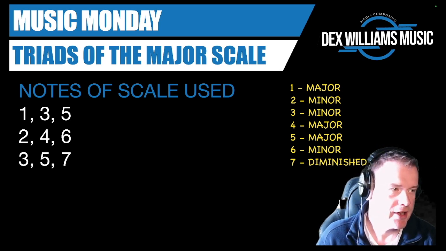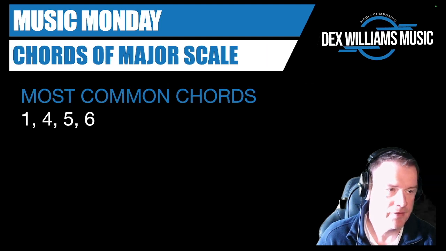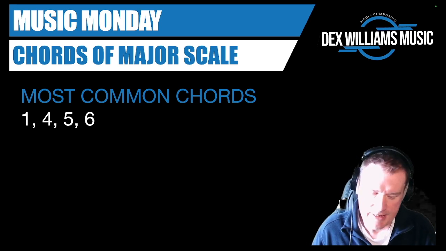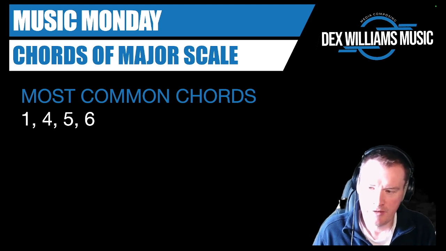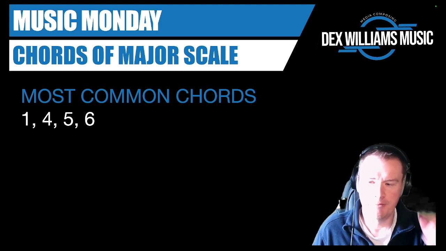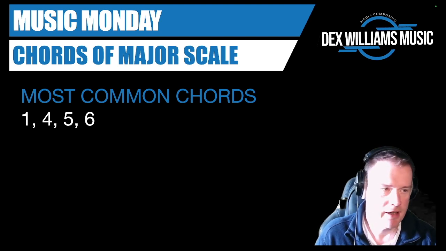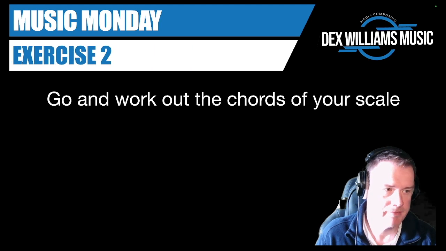Why do you need to know that? Well, that's because the most common chords you'll come across are the 1st, 4th, 5th and 6th in most pop rock music. In C major, you most commonly use C, F, G and A minor in some form of combination. But that's not to say you can't use chords from outside of the scale, but they are the most common.